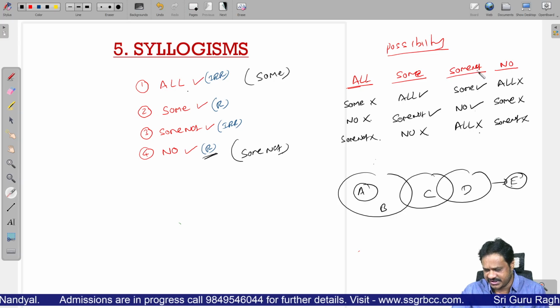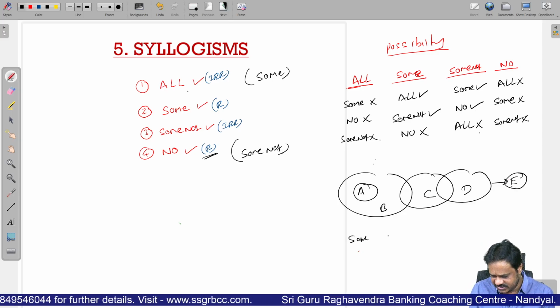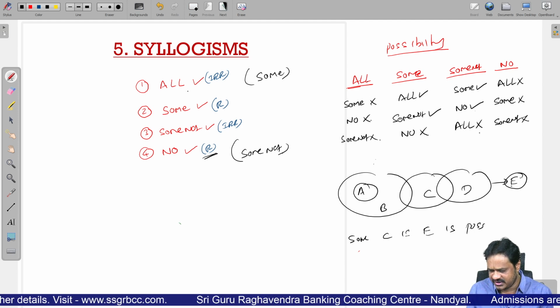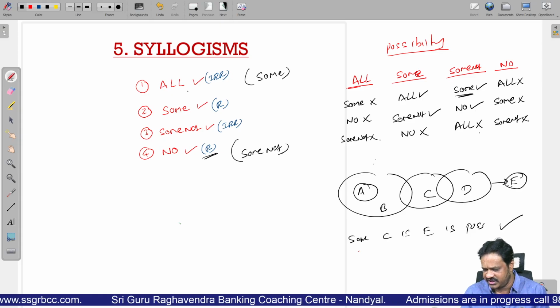Now come to this case, some not. Some C is not E. If some C is not E, if I am writing "some C is E is a possibility," the relation between C and E is some not. Therefore, "some" is a possibility definitely follows.